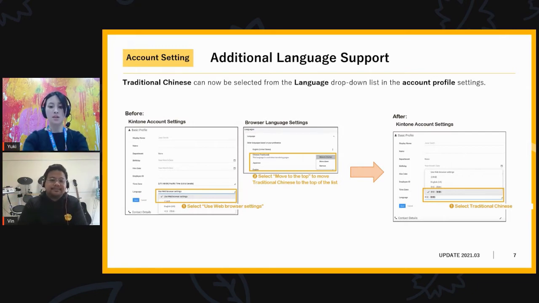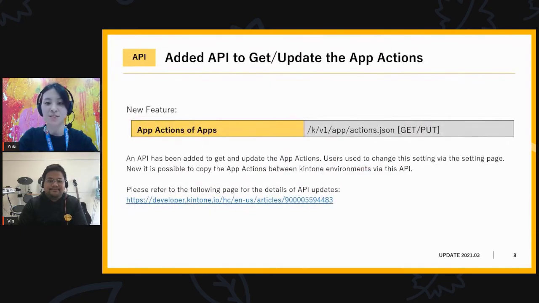Oh, I see. So for example, if I wanted to use my browser in Japanese but prefer to keep Kintone in English or traditional Chinese for work, then that would be possible, right? Yep, that's exactly it. Oh, great. Okay, so let's move on to the next.